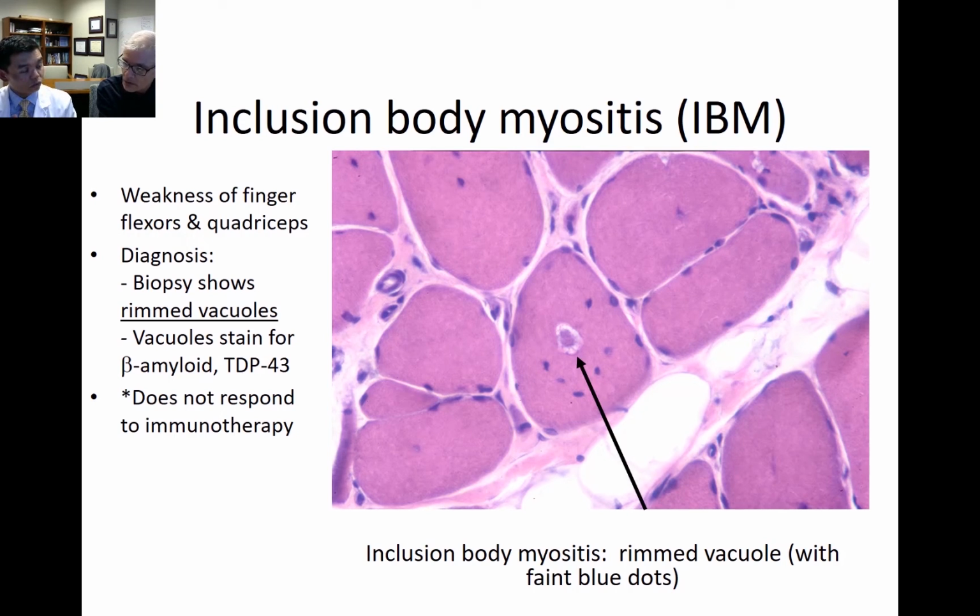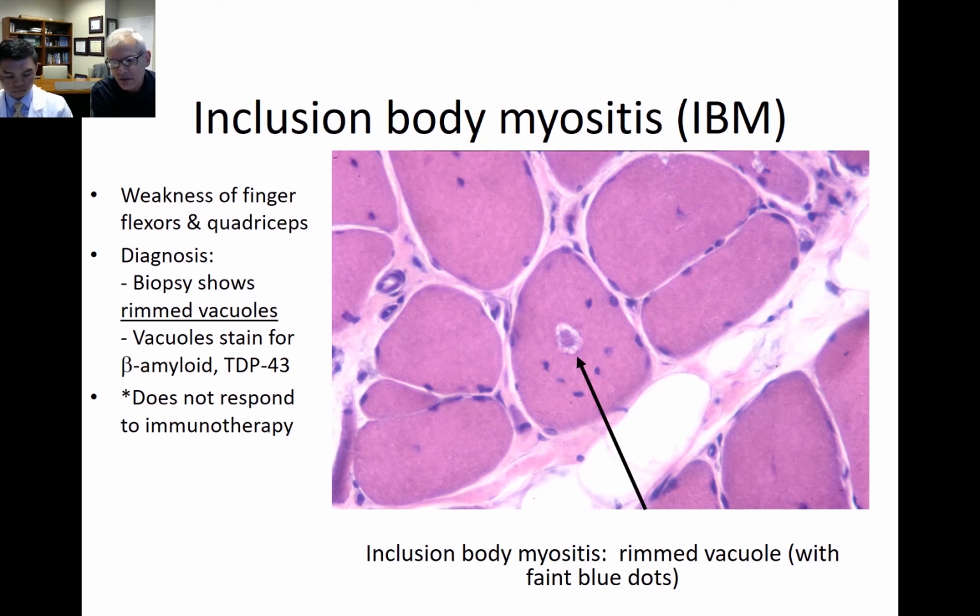Clinically, the things that I look for, there's a couple of things that you can see first. One is finger flexor weakness, which is a difference from what we've been seeing. We've been talking about shoulder and hip weakness. And then you also see quadricep and sometimes hip weakness, but that pattern of thigh weakness and finger flexor weakness is what I think of with inclusion body myositis. It is, I believe, the most common muscle disease over the age of 50. I believe so. That is true as well. So it's actually very common.